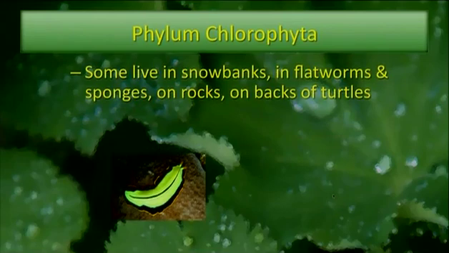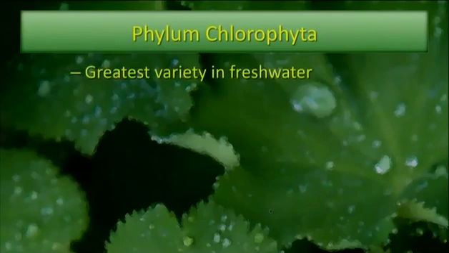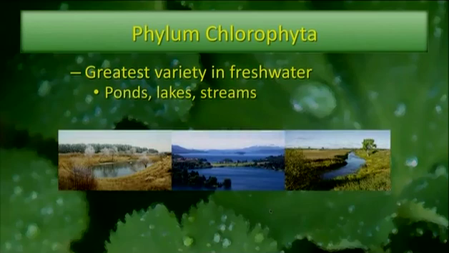Some live in snowbanks, in flatworms. Here's a flatworm. In sponges. Here's a sponge. On rocks. Even on the backs of turtles. They're the most common member in lichen partnerships. Remember we talked a little bit about lichens last time when we talked about the cyanobacteria, because some cyanobacteria do form partnerships with fungi to form a lichen. Now the greatest variety of the Chlorophyta are found in fresh water, in ponds and lakes and streams.